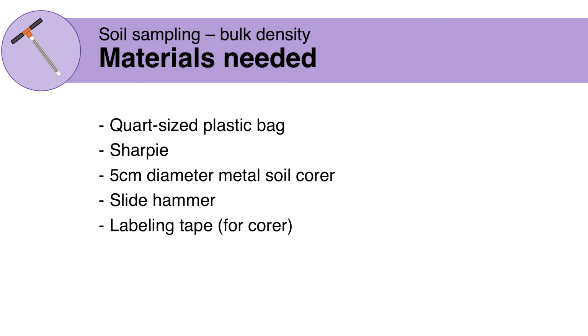Here are the materials that we'll need for our bulk density sampling. You'll need a quart-sized plastic bag, a Sharpie, the larger soil core, the 5 centimeter diameter soil core, the slide hammer, and labeling tape for the core.